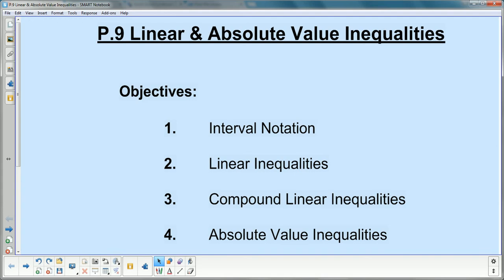Alright, so last section for the prerequisite chapter in pre-calc. So this unit's test will be over section 6, 7, and 9. We're going to skip 8 for pre-calc. So this one will probably be a little longer. I'm going to try to keep it short. We're talking about interval notation and then inequalities: linear, compound, and absolute value inequalities.